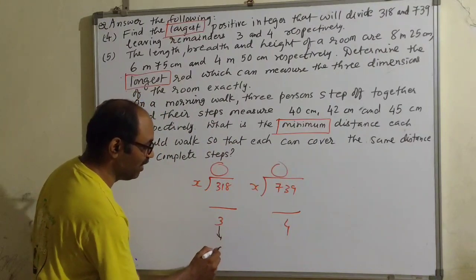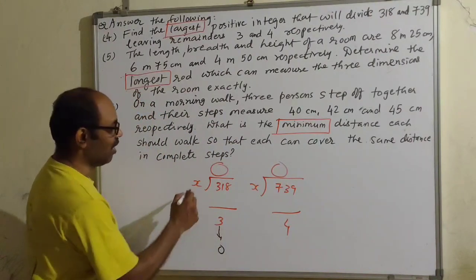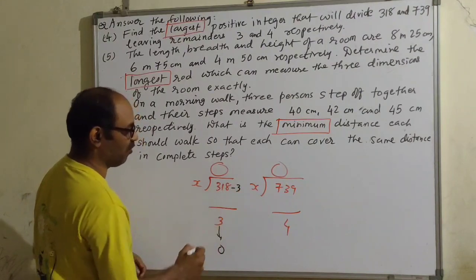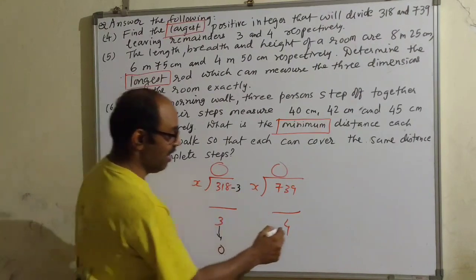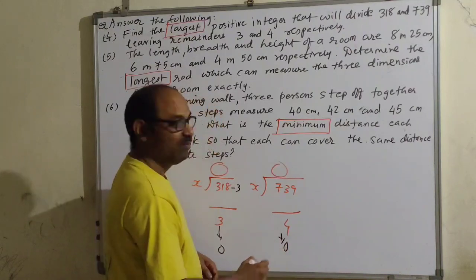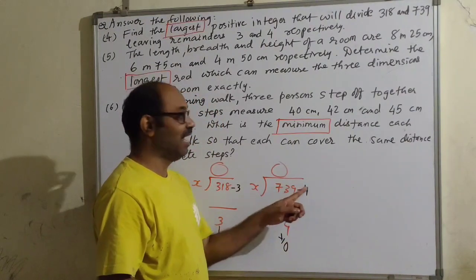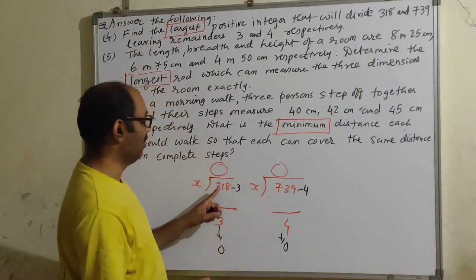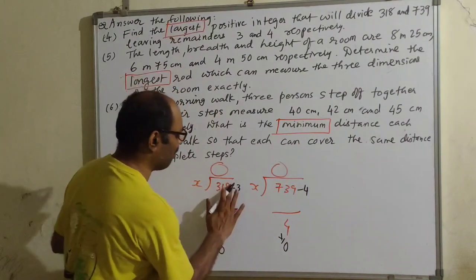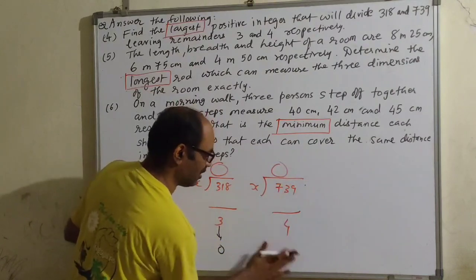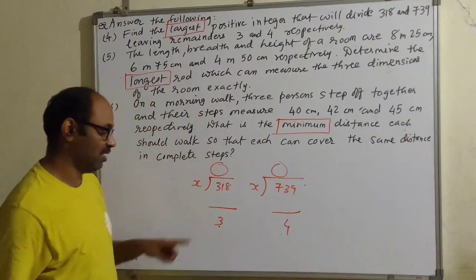Remainder has to be 0. So I subtract 3 from here, that remainder. Remainder has to be 0. So I subtract 4. 739 minus 4. 318 minus 3. Alright. The original concept we'll see.